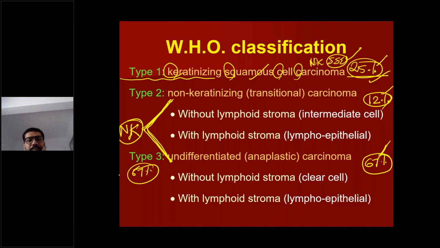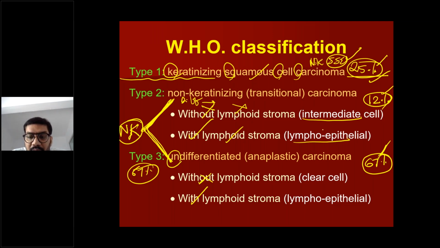So when you have without lymphoid stroma, with lymphoid stroma, once again, without lymphoid stroma, with lymphoid stroma. When you have a non-keratinized, it can be a differentiated one and undifferentiated one. Differentiated, it resembles the parent epithelium. Without lymphoid stroma is intermediate cell. With lymphoid stroma is a clear lymphoepithelial cell.